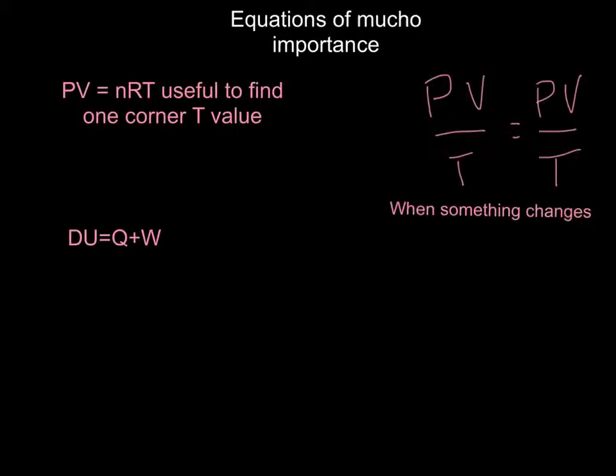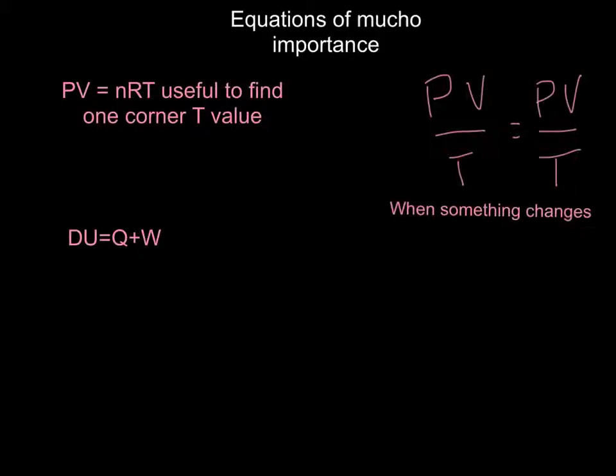First of all, PV = nRT is incredibly important if you need to find one corner's temperature value. You're generally given the number of moles, n, and R is a constant. P and V will be on the diagram, so you can use PV = nRT to find the temperature at one corner. I use it whenever I'm looking at a single set of conditions: I have pressure, I have volume, and I'm looking for temperature.